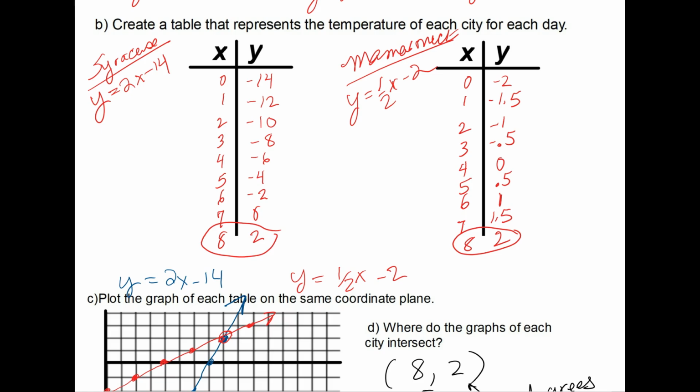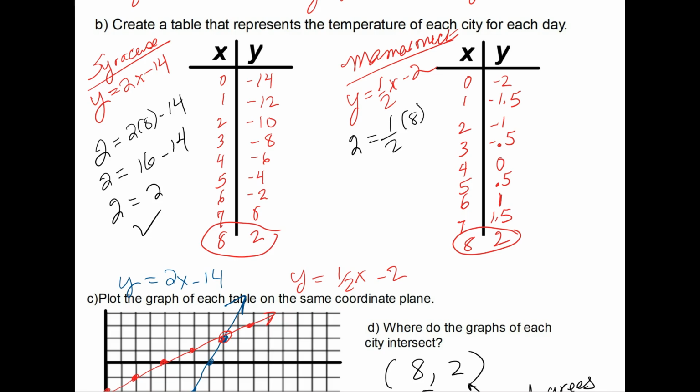So are you telling me that when y is 2, the output is equal to 2 times the input minus 14? Let's see. 2 is equal to 2 times 8, which is 16, minus 14. I had it in my head and just blurted it out. 16 minus 14 is 2. It works. So y equals 2. Are you telling me the output is equal to half of the input minus 2? Half of 8 is 4, and 4 minus 2 is 2. That's what you're telling me.